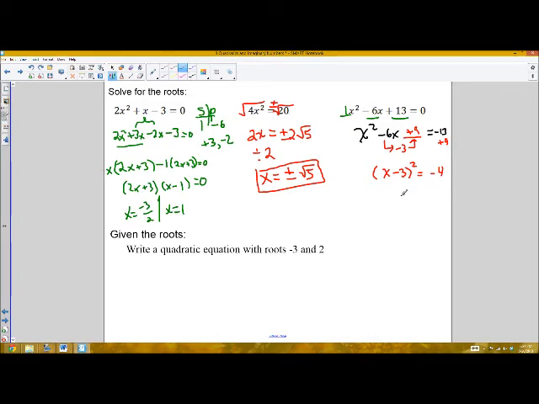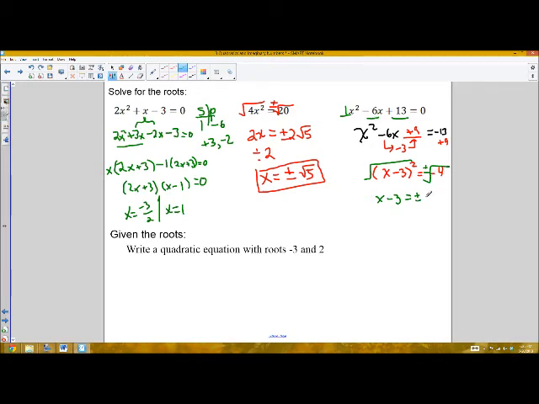Since I have a perfect square on the left-hand side, I can solve this by taking square roots. So I'm going to take the square root of both sides, and when I take square roots, I get a plus and a minus. So the square root of this will be x minus 3 equals plus or minus, I have a negative, which means I'm going to have an imaginary solution.